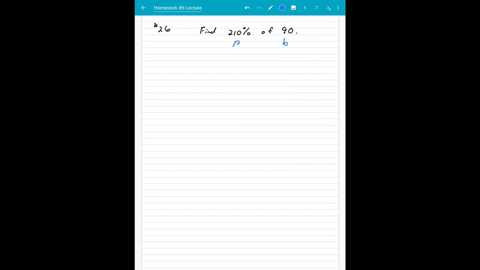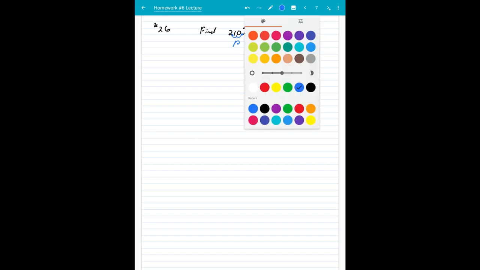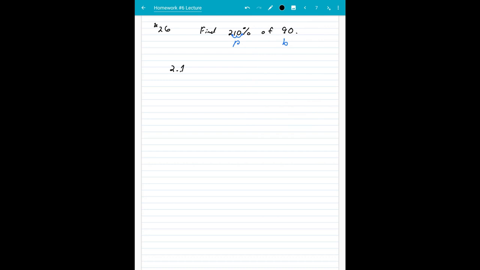210% as a decimal. Remember, the decimal's right here on the very end. We have to move it over twice. That would make 2.1. 2.1 equals A over 90. If you cross multiply, remember there's like a 1 down here on the bottom. That would be A equals 2.1 times 90. That makes 189. And that's your answer.